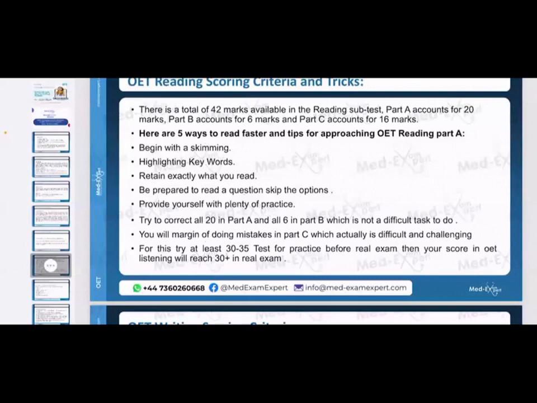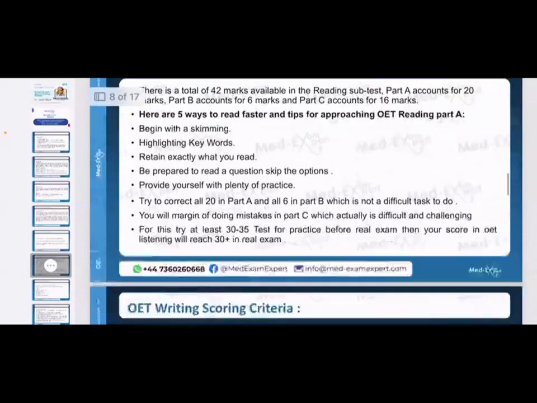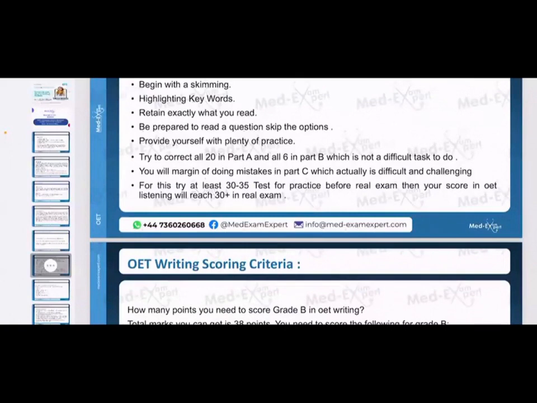Retain exactly what you read. Be prepared to read a question. Skip the options. Provide yourself with plenty of practice. Again, the same formula applies that you have to practice at least 30 to 35 tests before appearing in the real exam. Try to correct all 20 in part A and all 6 in part B, which is not a difficult task to do. You will have margin for doing mistakes in part C, which actually is difficult and challenging. For this, at least try 30 to 35.